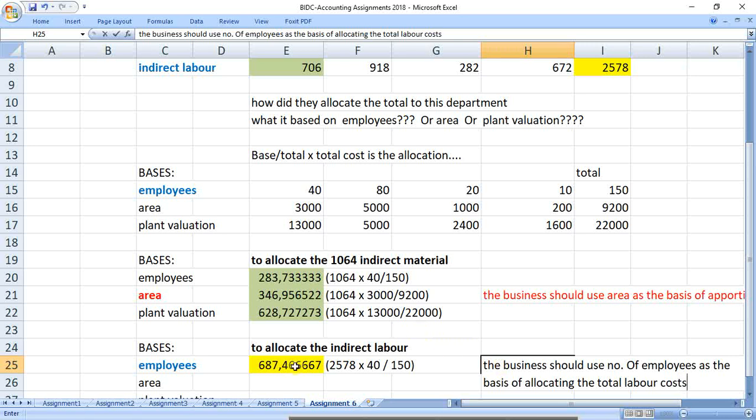Okay, you're saying that they should use that as the cost that is allocated to that specific department. Okay, based on what measure? Based on the number of employees they employ. Right, so that completes A.